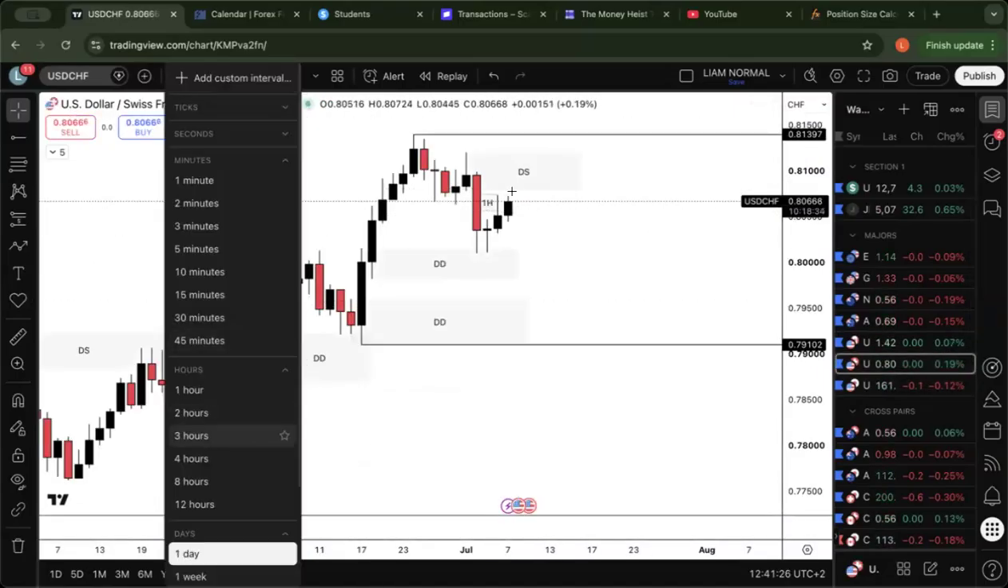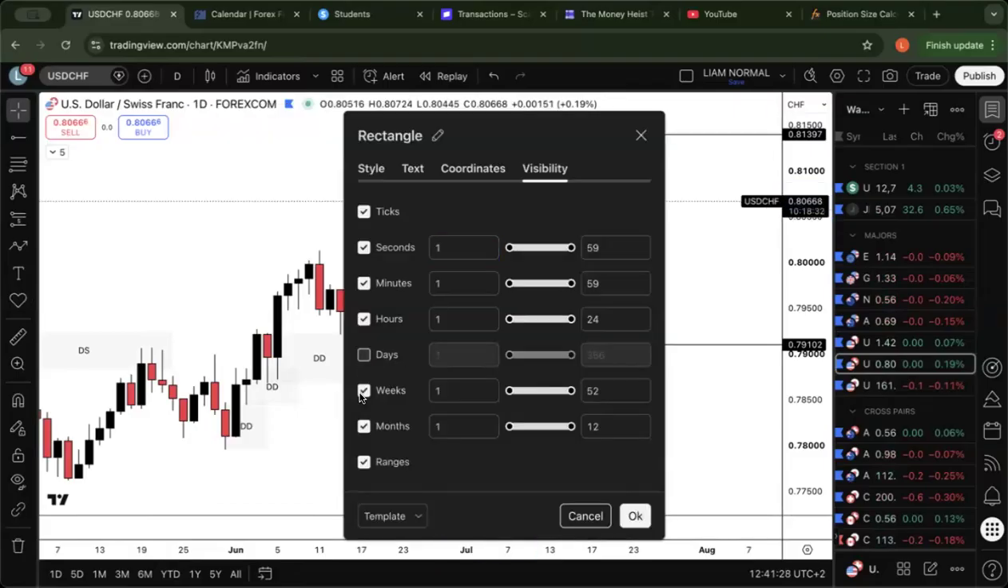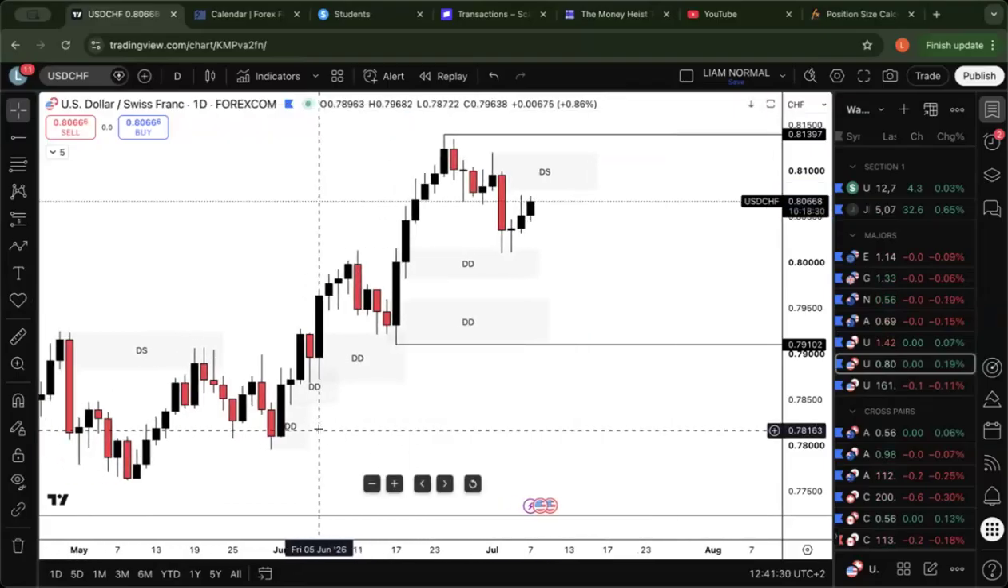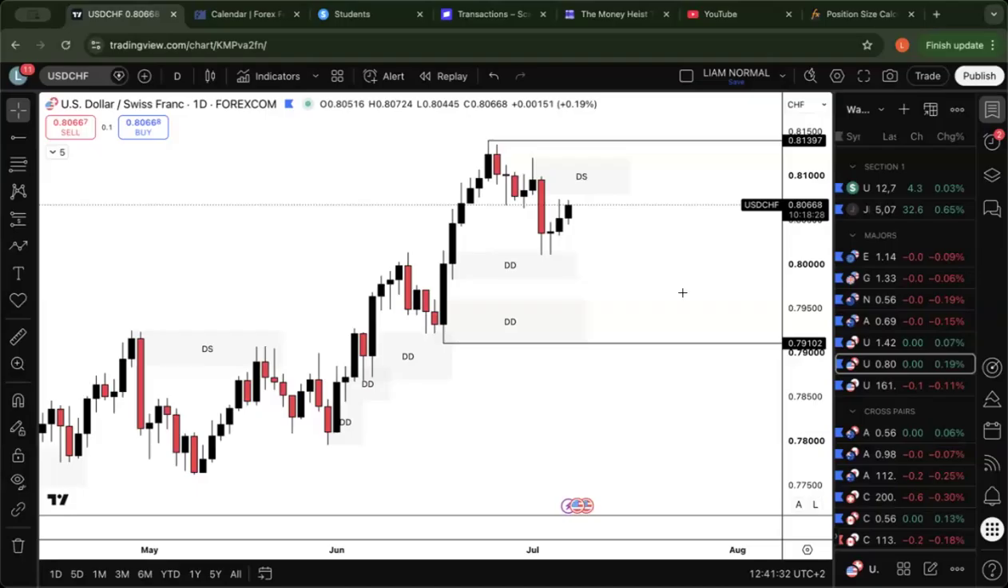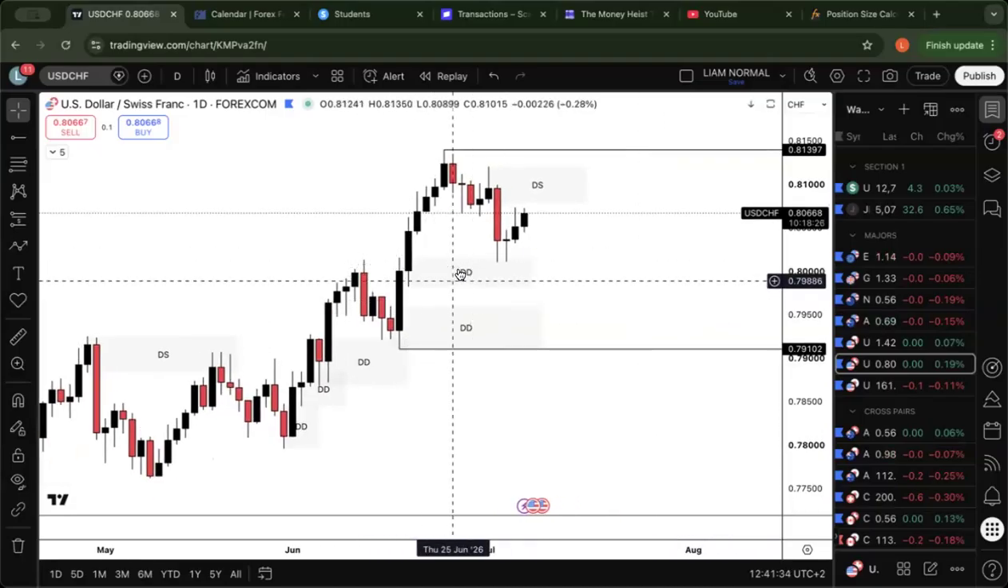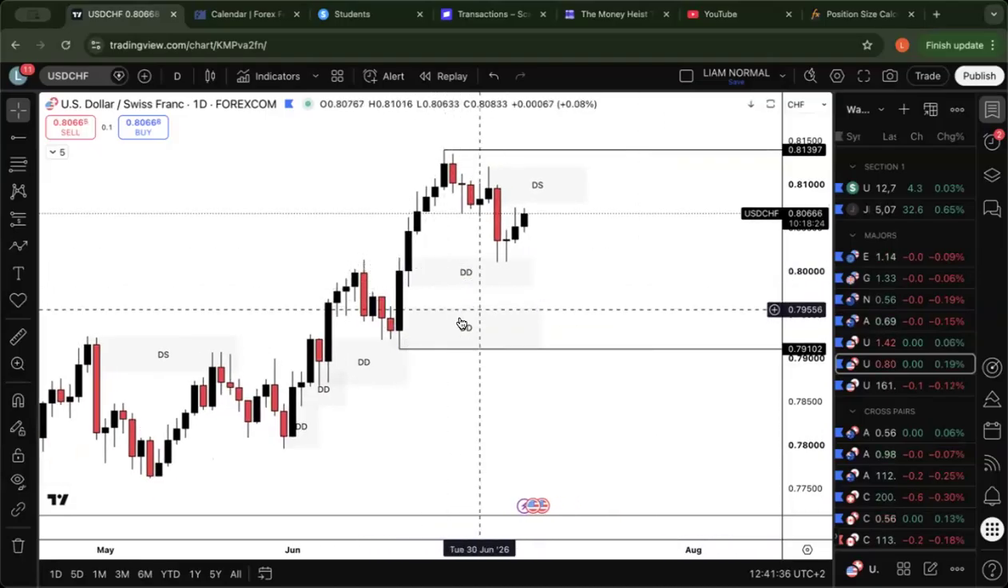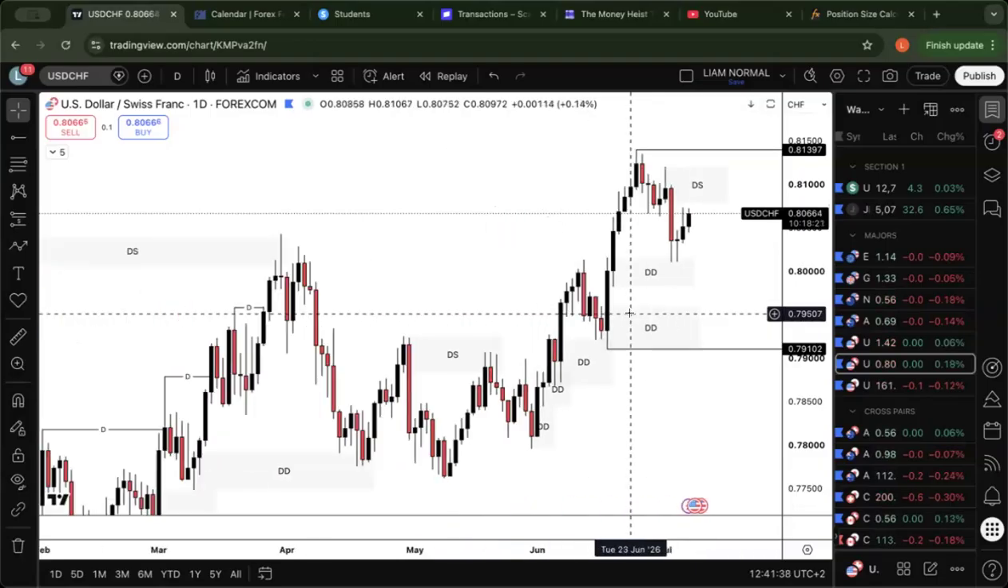Now, USD CHF, a little bit different. Let me just move this a bit. USD CHF, let's have a look at what's going on. So we obviously reacted from this demand area that I talked about. We also have this demand area that we could still potentially come into.